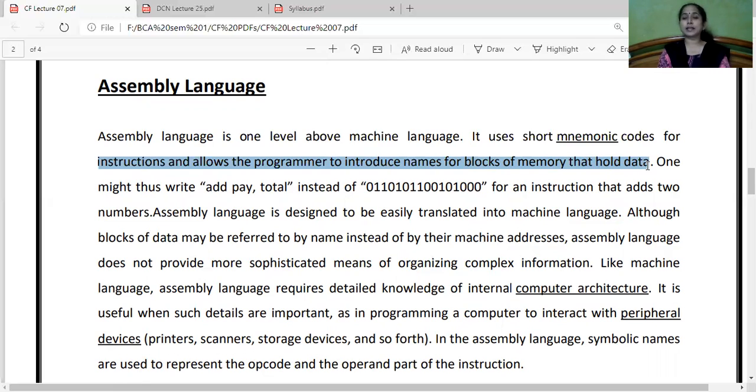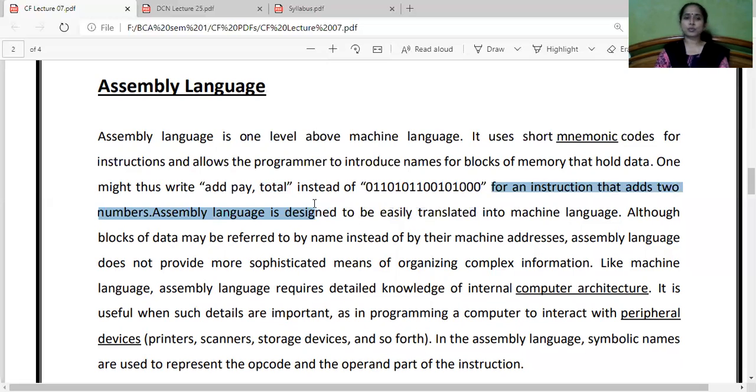Like जैसे हम हाई लेवल में वेरिएबल्स बोलते हैं, और ऑपरेशंस के लिए भी कुछ कोड्स दिए हुए हैं, तो हम उन कोड्स को यूज करके अपने ऑपरेशंस कर सकते हैं. वन माइट दस राइट ऐड पे कॉमा टोटल इंस्टेड ऑफ ये बिट का सीरीज. मशीन लेवल लैंग्वेज में लिखेंगे तो हमें ये लिखना पड़ेगा, और अगर हम निमोनिक कोड्स में लिखेंगे तो यहाँ लिखेंगे ऐड, ये मेरा ऑपरेटर का कोड है, और ये हमारे जो मशीन के ब्लॉक्स ऑफ मेमोरी है उनका नाम असाइन किया, वो पे कॉमा टोटल, राइट, फॉर एन इंस्ट्रक्शन दैट एड्स टू नंबर्स.